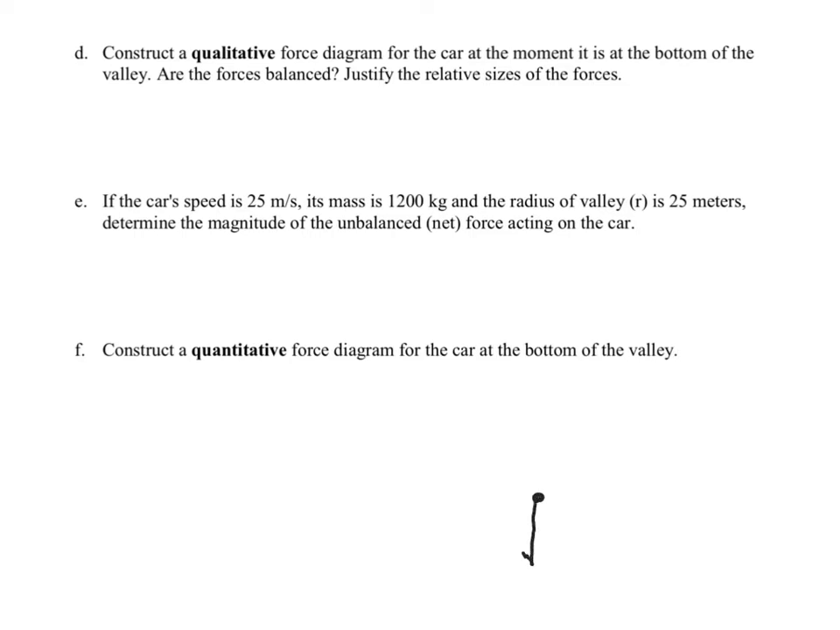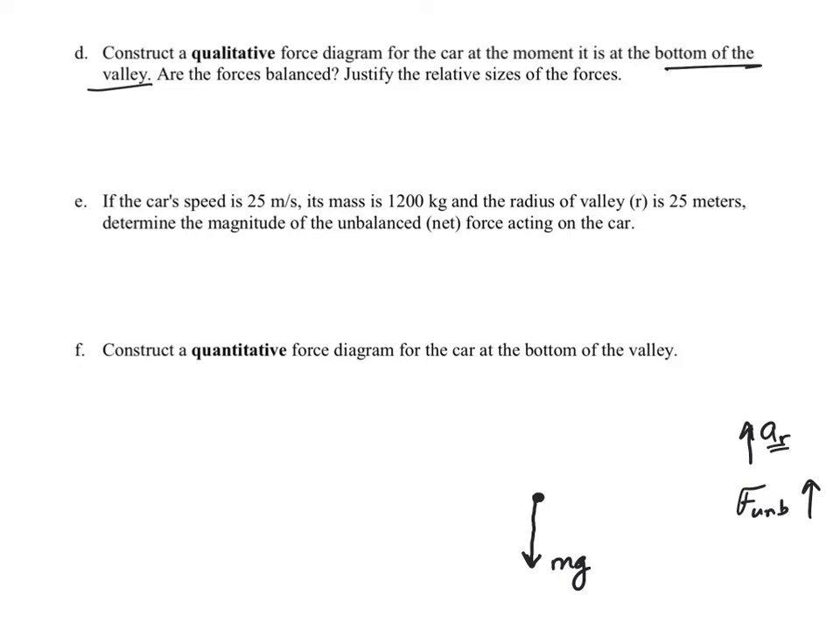I know there's always an mg, right? So there's my car at the bottom of the valley. Now I know the acceleration is pointed up. How do I know that? When it's at the bottom of the valley, up is towards the center of the circle. The radial acceleration always points along the radius of the circle, and at the bottom of the valley the center of the circle is straight above it, so the radial acceleration is straight up. If the acceleration is straight up, the unbalanced force must also be straight up, because the unbalanced force and the acceleration always point in the same direction.